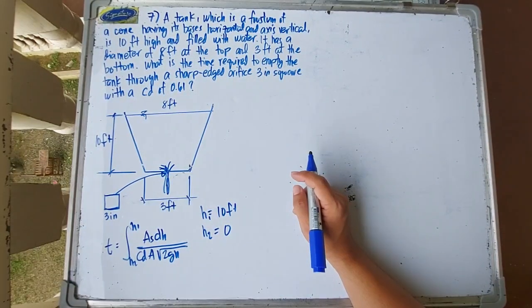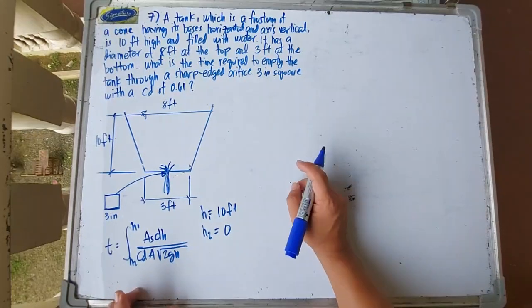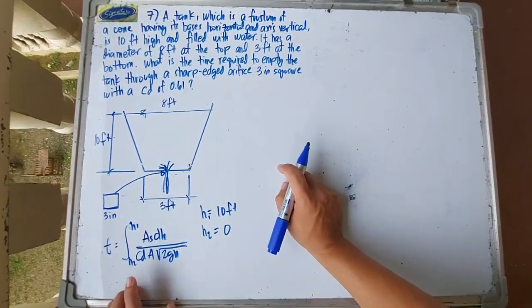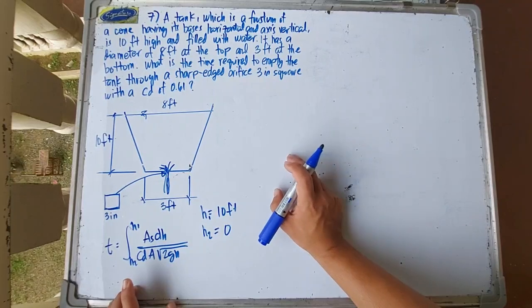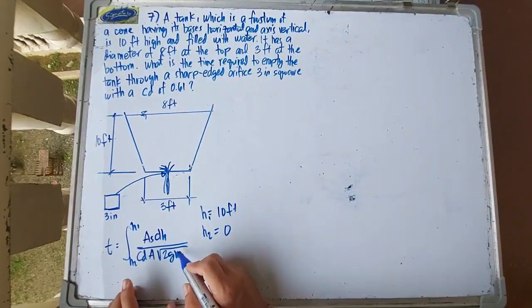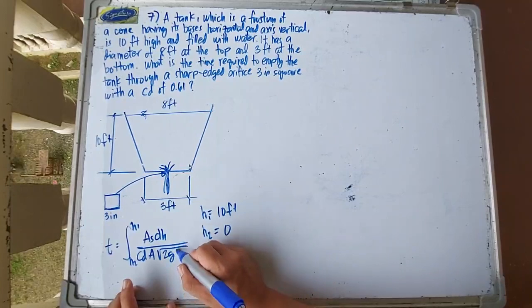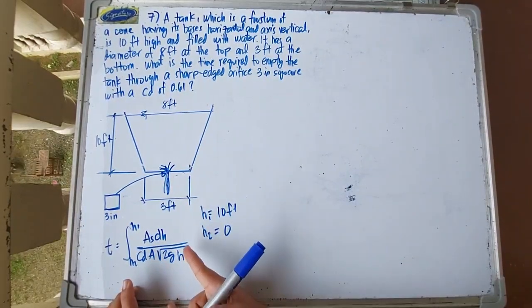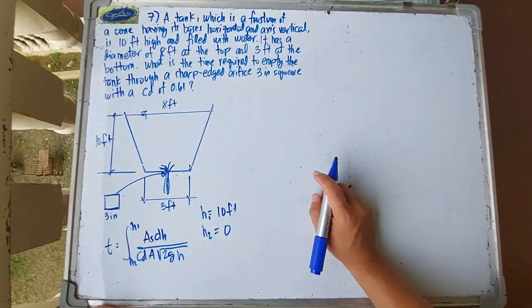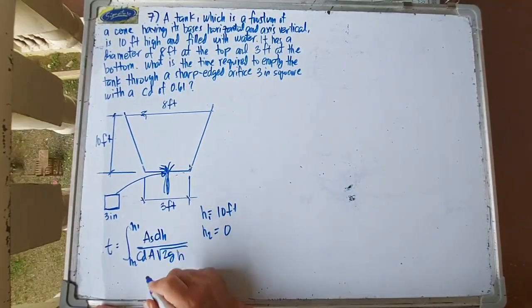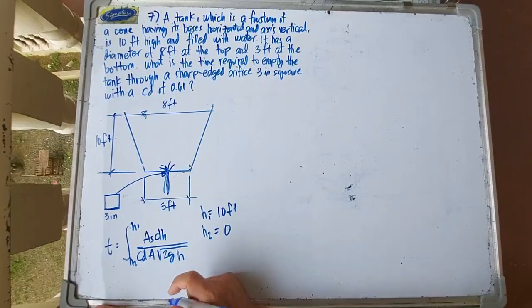So what are we going to do? Since we need to express the formula in terms of a single variable, dh is in terms of h, so we need to express As in terms of h as well. Since h is our limit, we express As in terms of h. How do we do that?